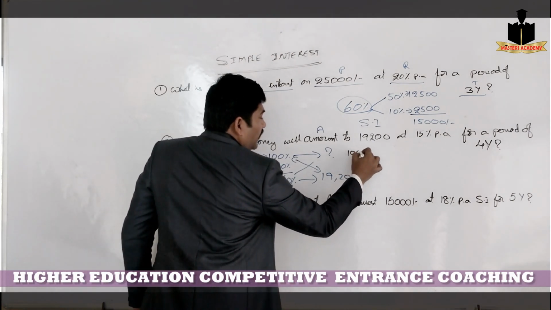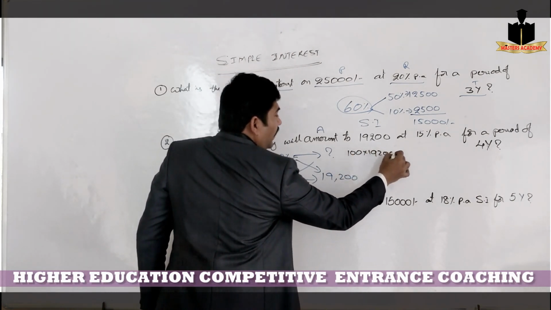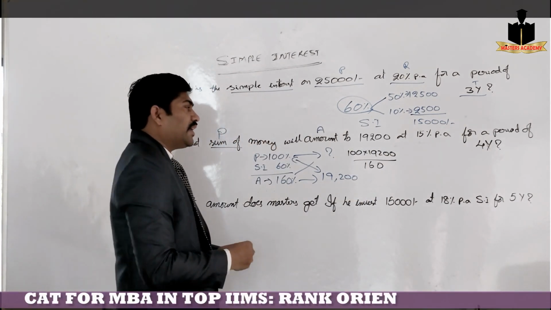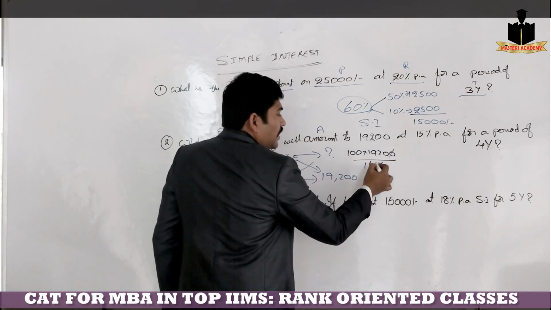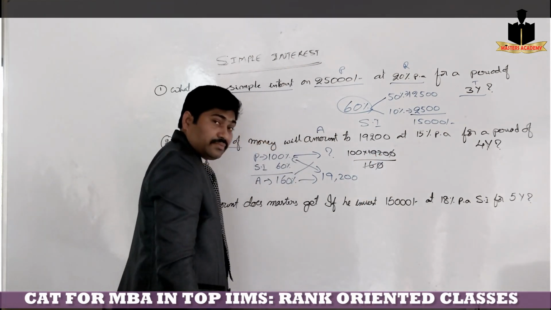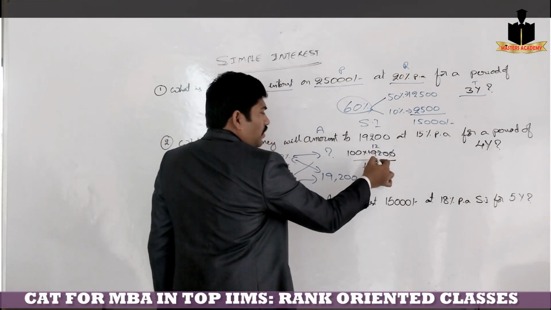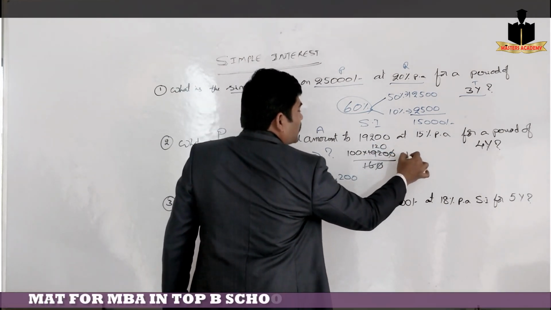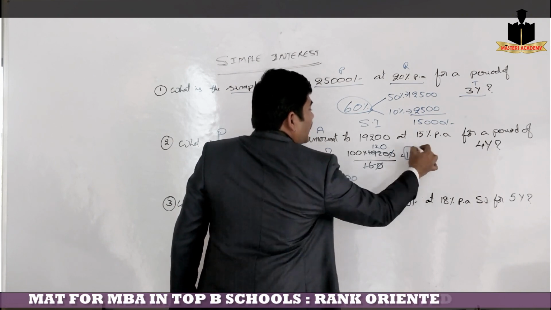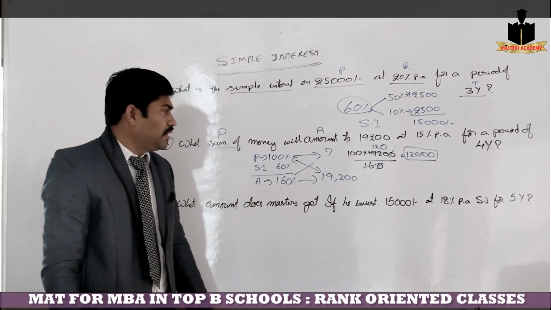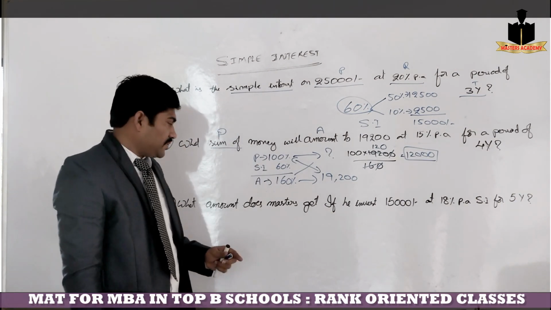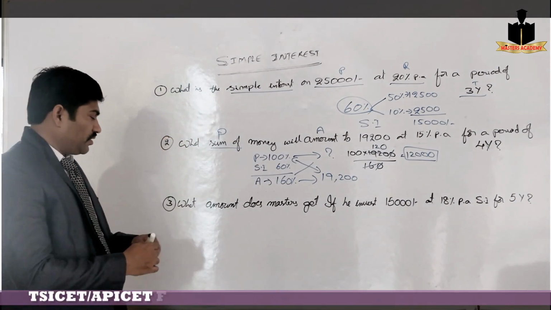It's 100 into 19,200 divided by 160. So 0 and 0 cancel, and 16 how many times? 16 twelves are 192, and the remaining zeros give 12 thousand. The answer is 12,000. It's very easy for you to calculate. This is not a formula. This is the concept of simple interest. And let's go to the next question.